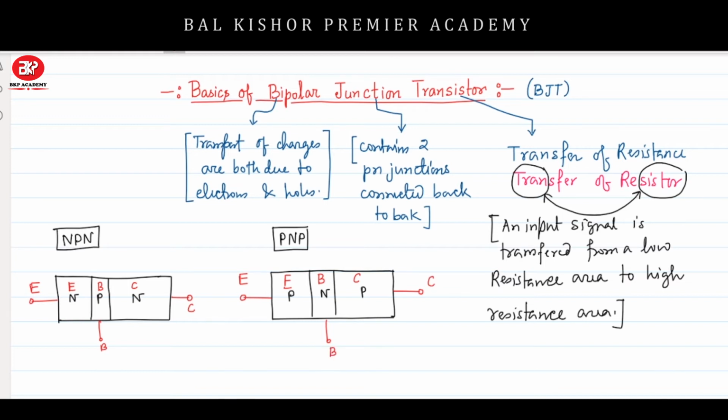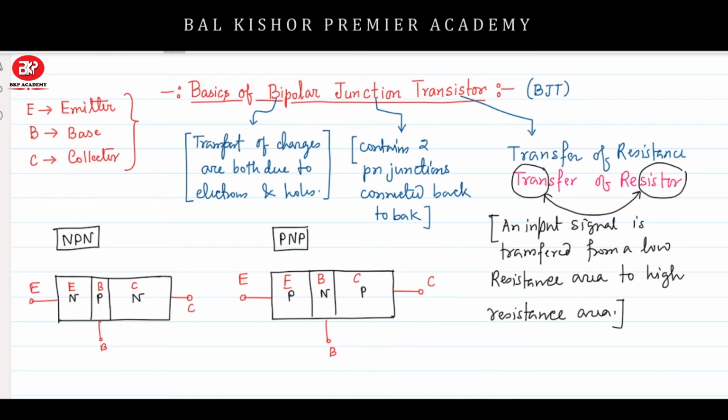So we can write that E denotes the emitter terminal, B denotes the base terminal, and C denotes the collector terminal. So there are three terminals in the BJT. That's why it is called a three-terminal device.